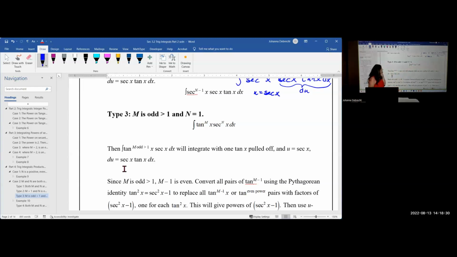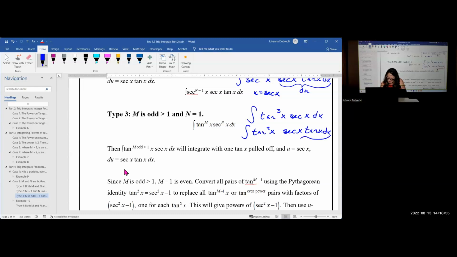All right, so if I have something like that, let me go ahead and write down an example so that you can see what it would look like. Let's suppose that we had tangent cubed of x, secant of x dx. So I'm going to pull one of the tangents off. So I have tangent squared of x, secant x, tangent of x. Now I want to use the secant of x, tangent of x dx as du, but it's the derivative of secant, not tangent. And I've got tangent squared, so that's got to go.